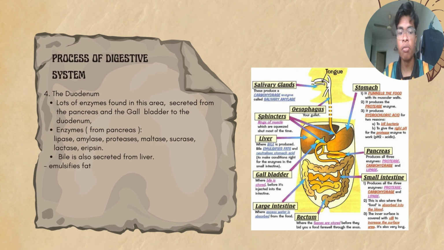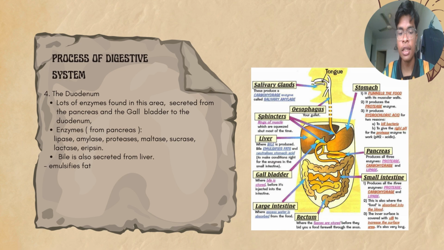Maltase is an enzyme found in the small intestine that plays a critical role in carbohydrate digestion. Its primary function is to break down maltose, a disaccharide sugar, into two glucose molecules. Then, moving on to sucrase. Sucrase is an enzyme found in the small intestine that aids in carbohydrate digestion by breaking down sucrose, which is table sugar, into glucose and fructose, two simpler sugars that the body can absorb.